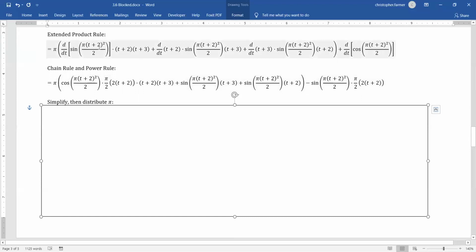You take the derivative of t plus 2 squared, you're still going to get the same 2 times t plus 2 that we had earlier. Okay, so you're just dropping down the t plus 2 and the t plus 3 from up above. Then the derivative of t plus 2 is 1, so it just disappears. You're left with the sine function times t plus 3. The derivative of t plus 3 is once again 1, so it just disappears. You're left with the sine function and the t plus 2.